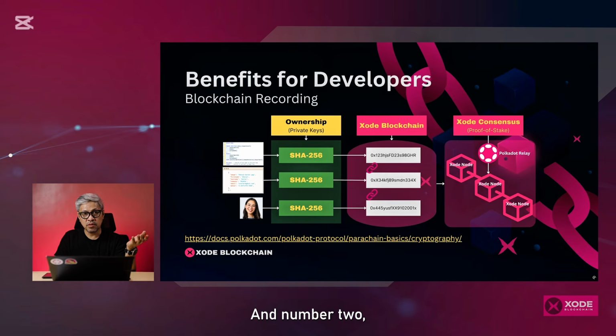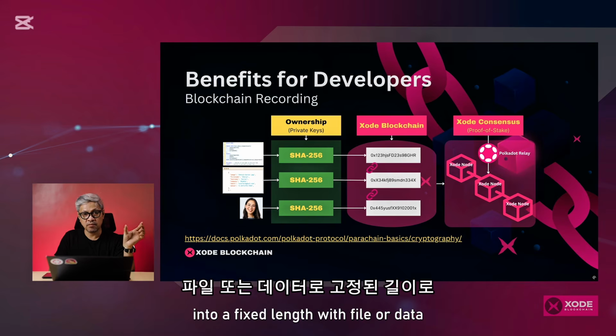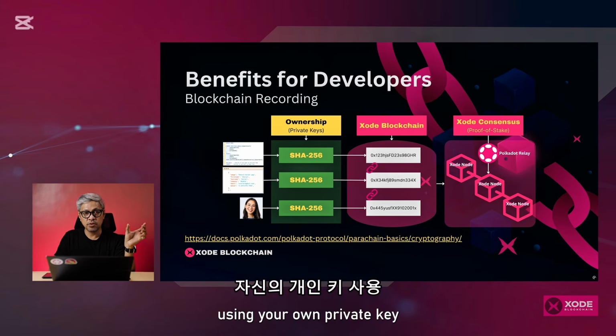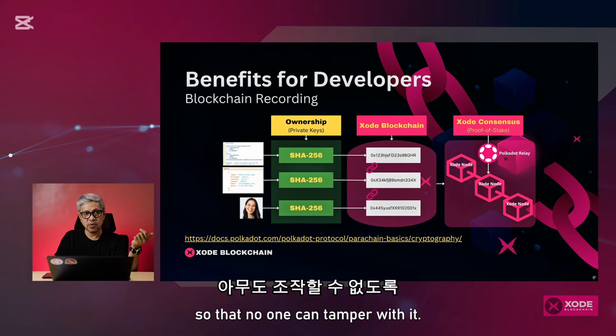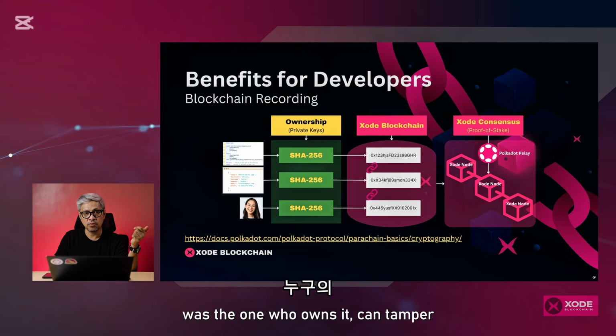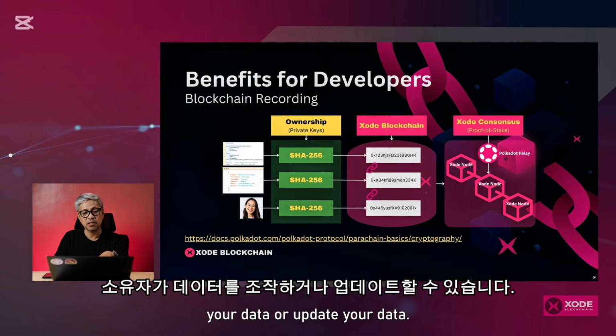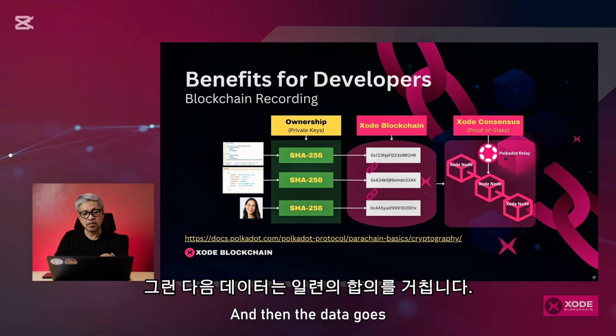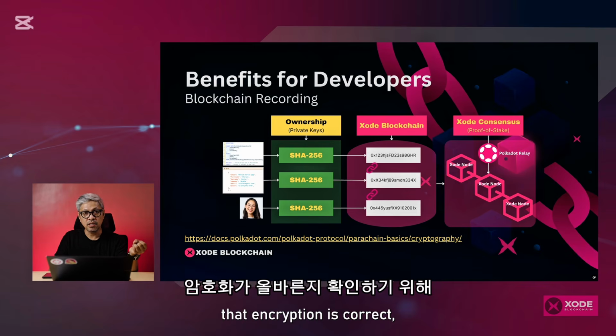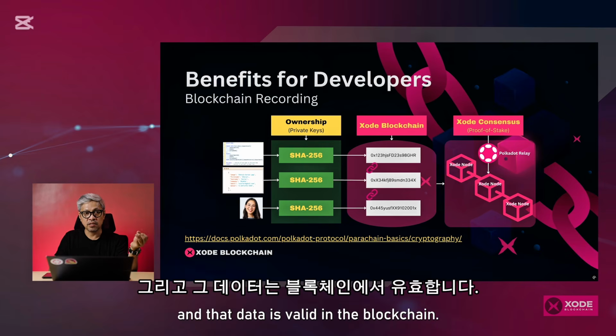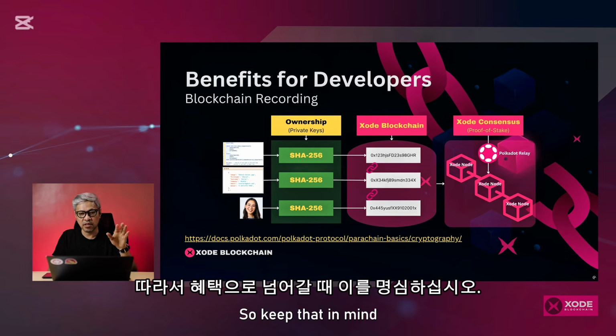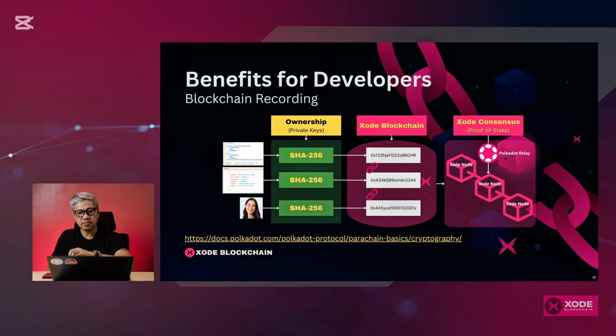So keep in mind, number one, it accepts any information. And number two, that information is encrypted into a fixed length file or data using your own private key so that no one can tamper with it. Only you, who owns it, can update your data. And then the data goes through a series of consensus to make sure that the encryption is correct, that the format is correct, and that the data is valid in the blockchain. So keep that in mind as we go on to the benefits.